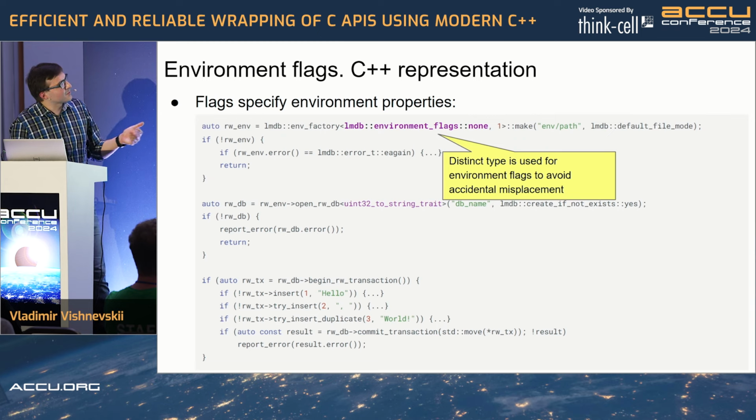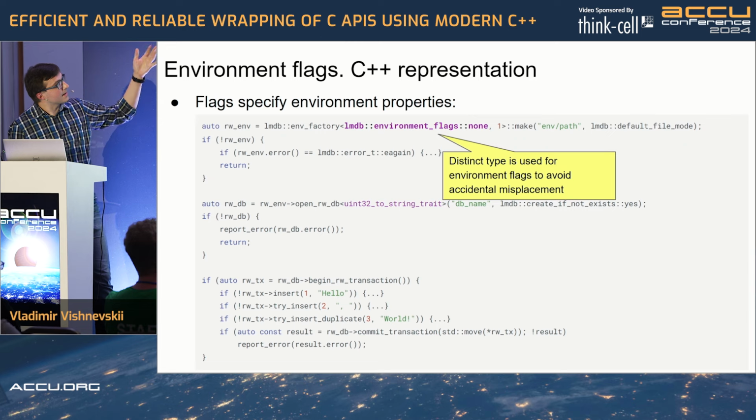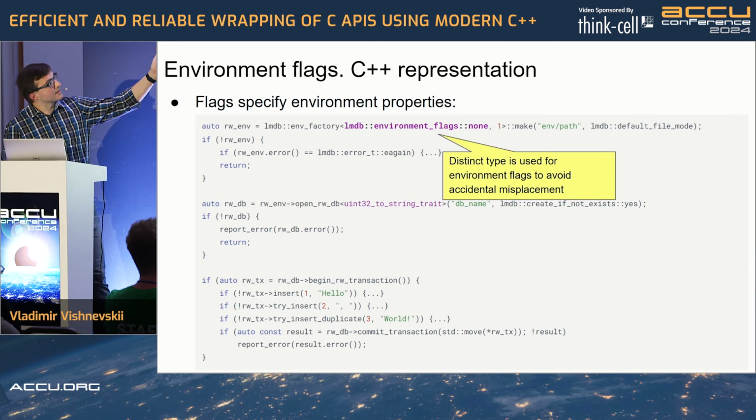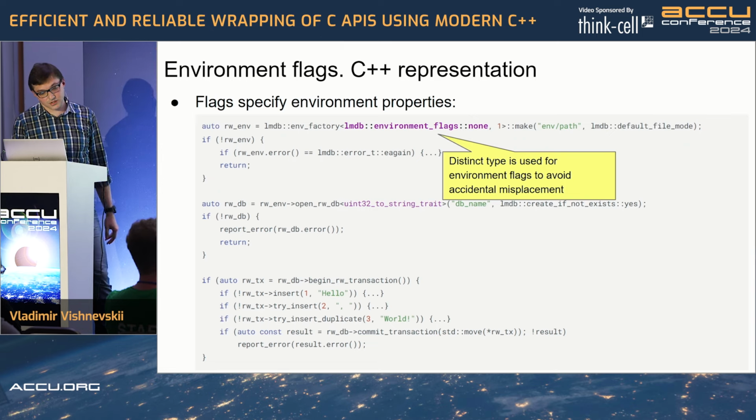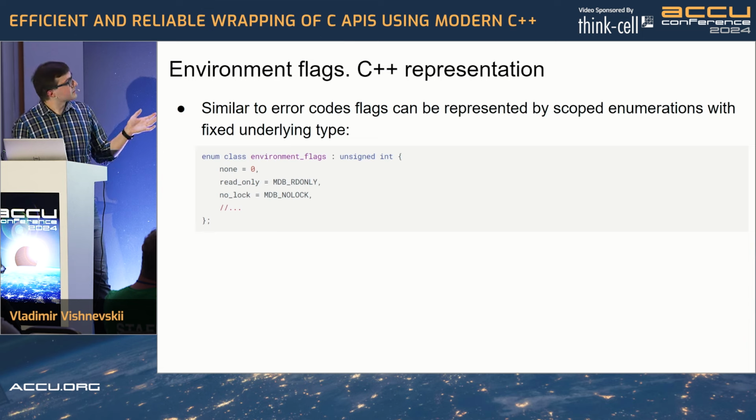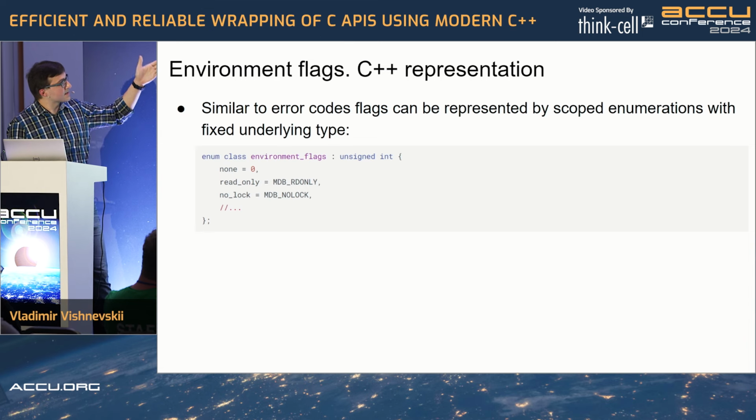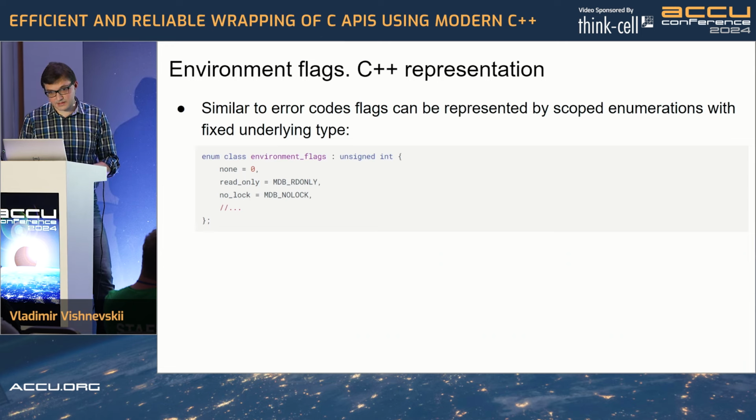Again, to protect against erroneous usage when we are specifying the properties, it would be good if we are using strong types here. So for example, here we are again using the scoped enumeration, and it's not compatible with another template parameter that is the number of databases available. So we cannot just accidentally misplace them. To do this, we follow the same pattern as with error codes. We specify the underlying type that is used for these flags in our C API, again assigning the values.